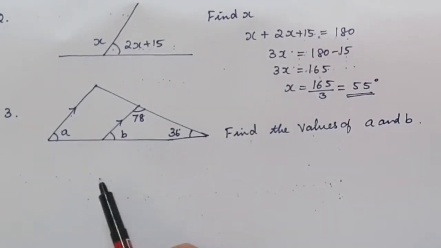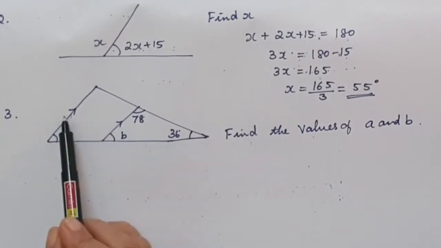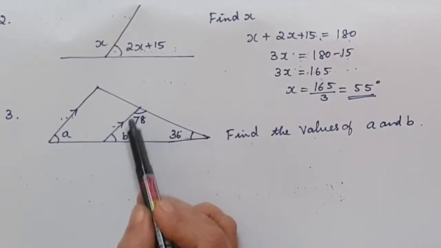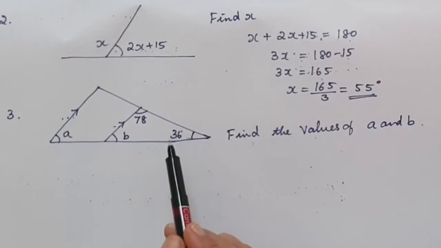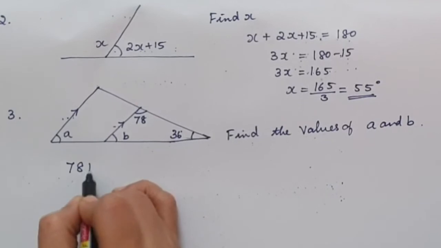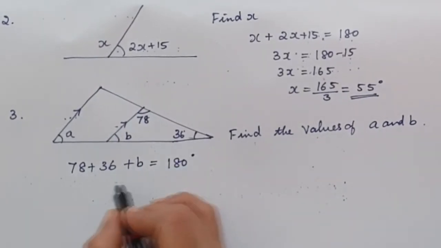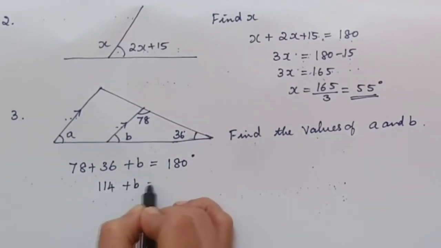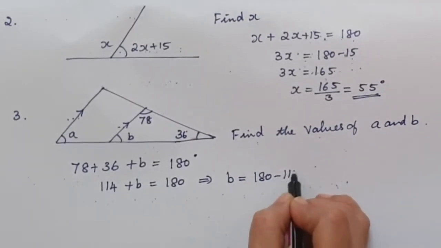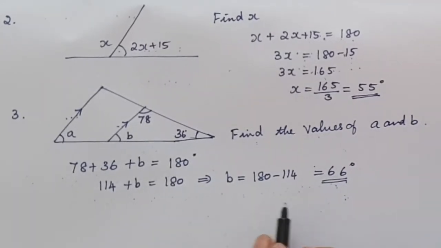The third question, the figure is given. We need to find the values of A and B. Here the arrows are there, so automatically we know that these two lines are parallel. And when we take here, this is a triangle. So sum of the angles of a triangle will be equal to 180 degrees. So when we add these angles, that is 78 plus 36 plus B, that will be equal to 180 degrees. So this is 114 plus B equal to 180 degrees. So B will be equal to 180 minus 114. So it will be equal to 66 degrees. So the value for B is 66 degrees.